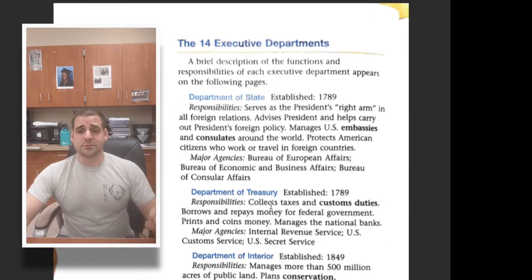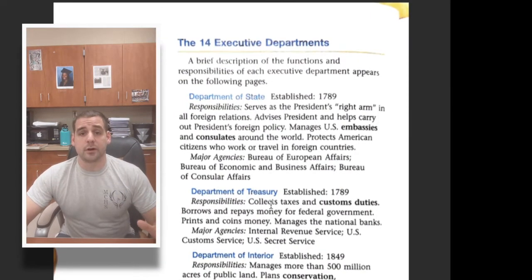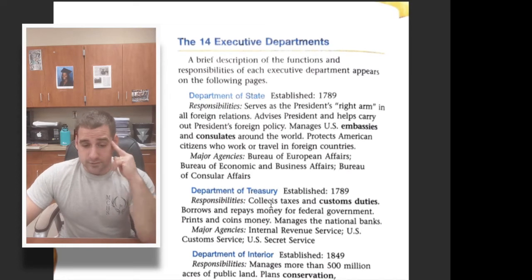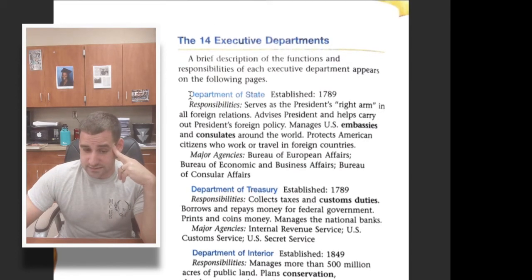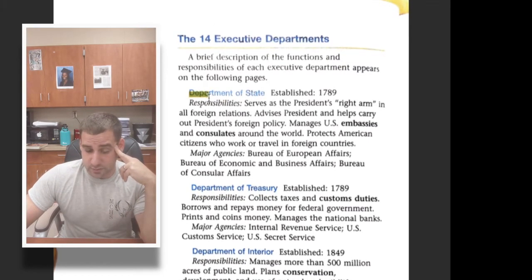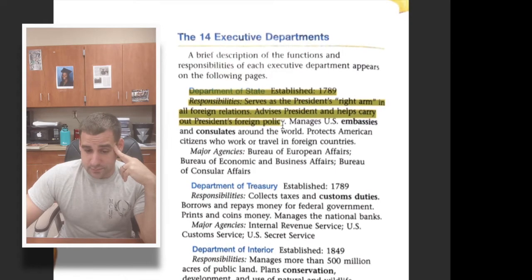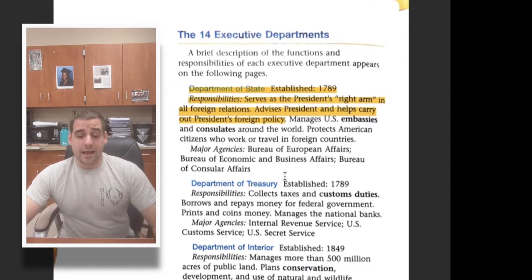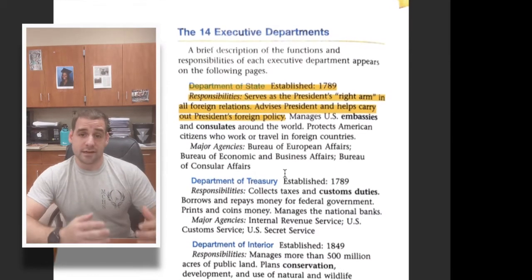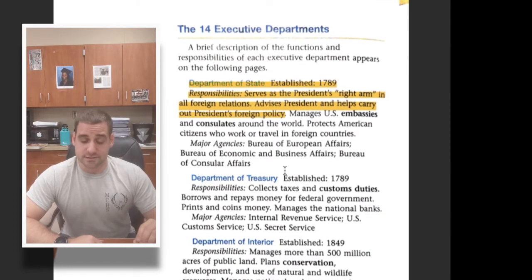So let's go into a little bit of detail about what these departments actually are. The first one is called the Department of State, and their main responsibility is to be like the president's right-hand man, and their job is to give him advice and deal with foreign relations.